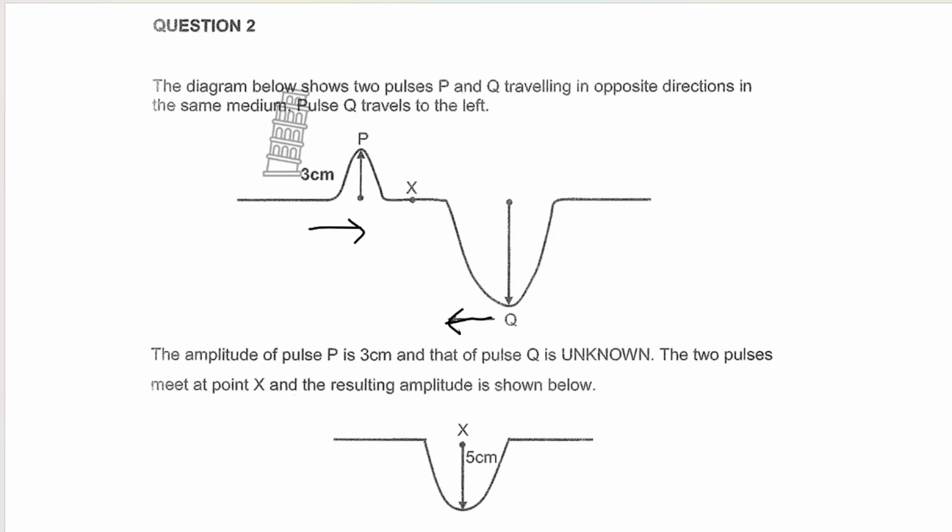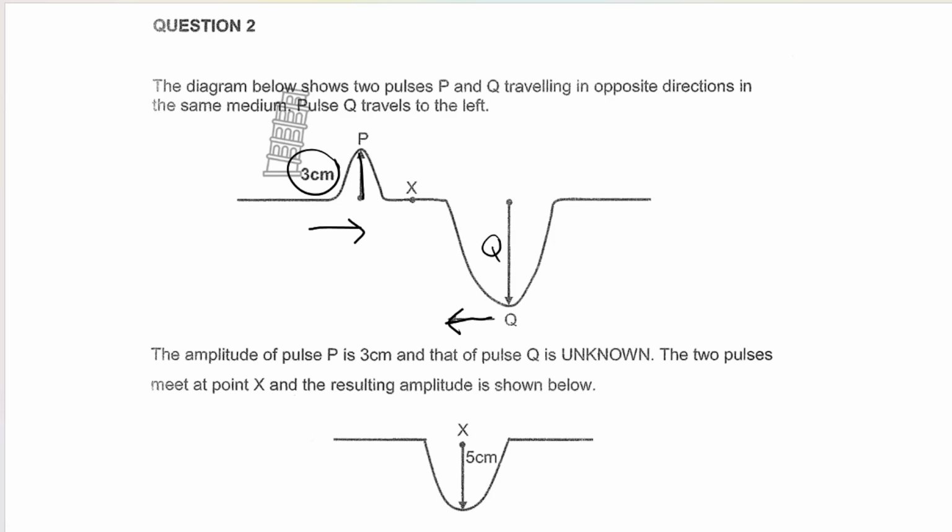They're in the same medium, so it could be water, it could be air, doesn't matter. The amplitude of pulse P is 3 centimeters, so they give me that amplitude. And that of pulse Q is unknown. I don't know what this is. You can call it X or whatever, I'm just going to call it Q. It's an unknown amplitude.